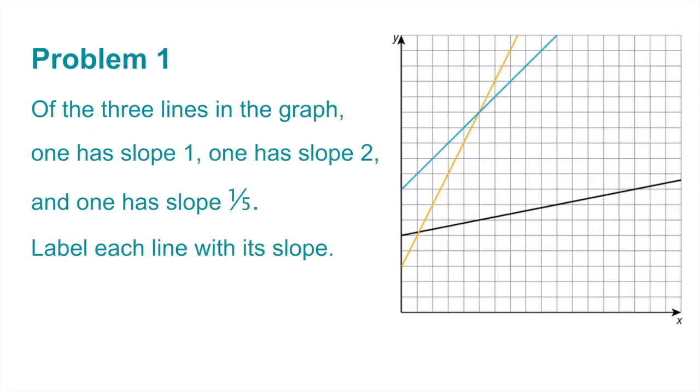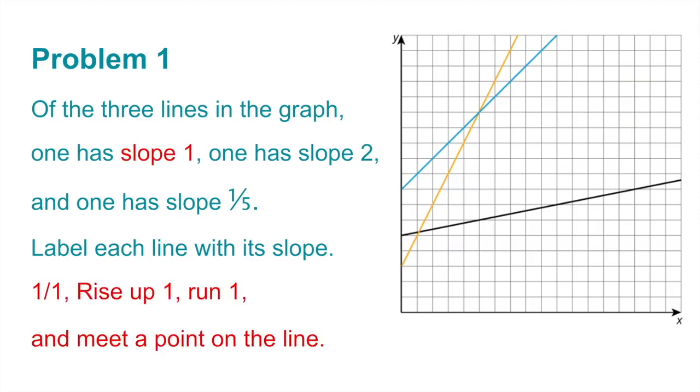Number 1. Of the 3 lines in the graph, one has slope 1, one has slope 2, and one has slope 1/5. Label each line with its slope. For slope 1, the rise is 1 and the run is 1, or 1 divided by 1. 1 divided by 1 is 1. It went up 1 unit and it ran to the right 1 unit. The blue line is slope 1.